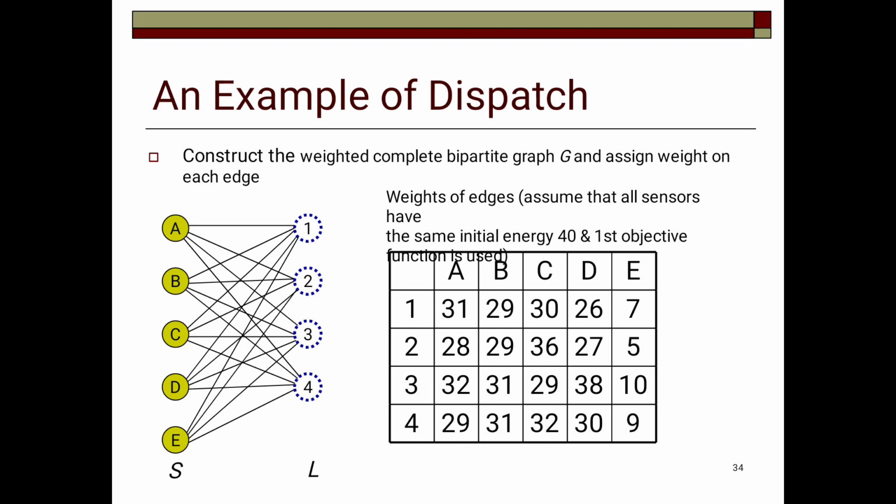Now suppose the initial energy is 40 for all the sensors and the first objective function is used, that is, conserve energy. You see, what is 40 minus 9? 31. What is 40 minus 12? 28. What is 40 minus 8? 32. What is 40 minus 11? 29. Like that if we compute, we get all this. Okay?